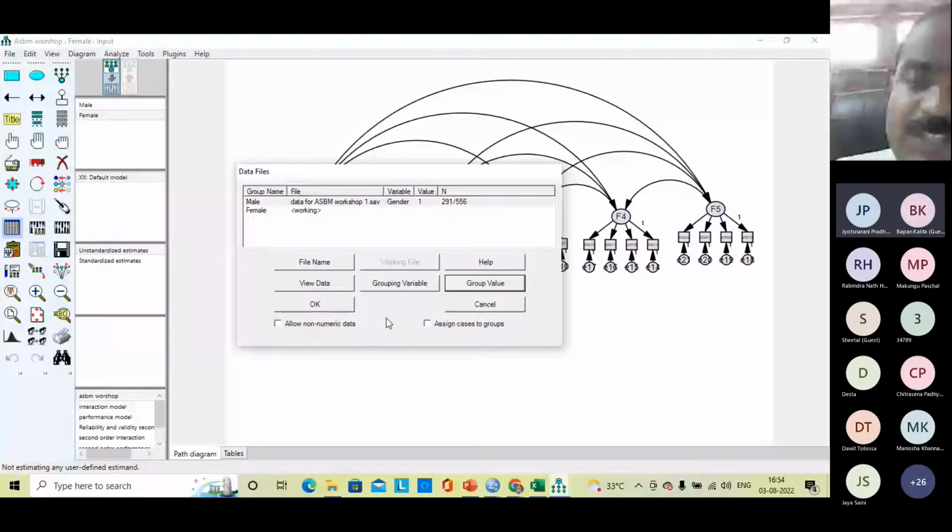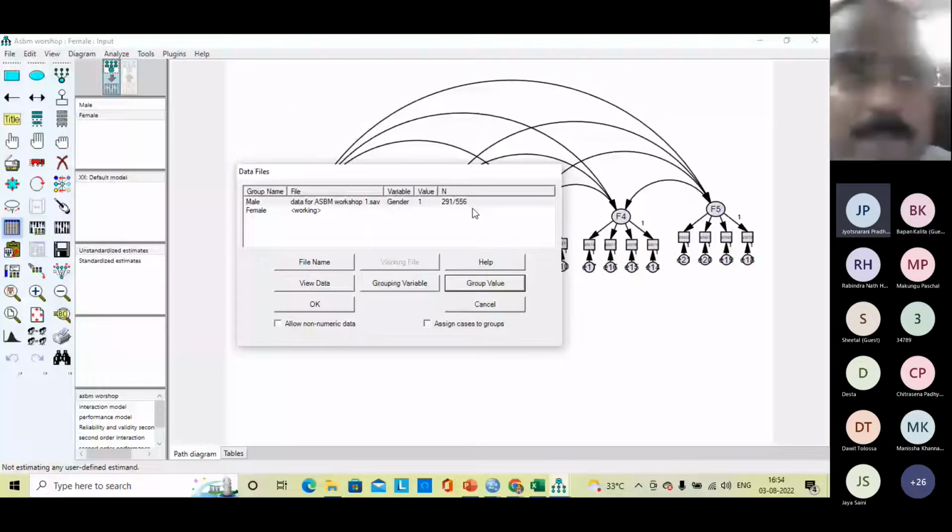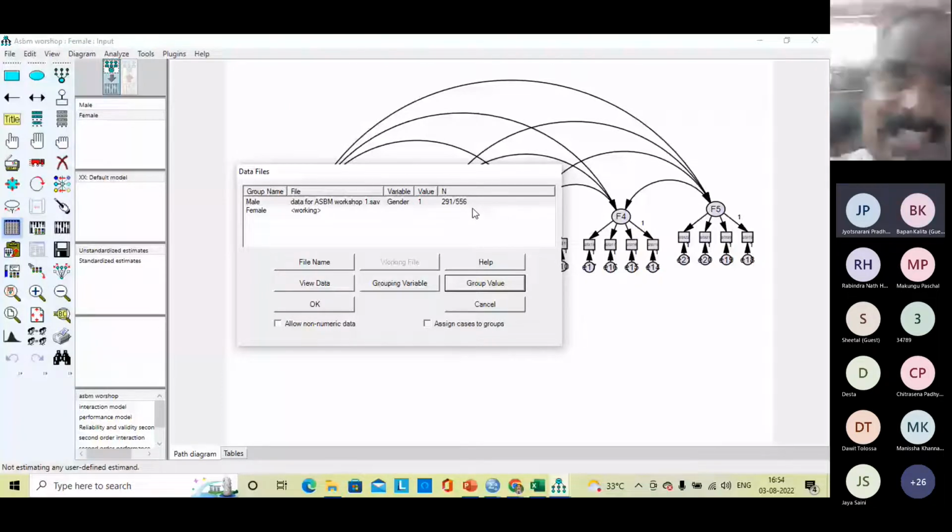All this information has been given to AMOS. Here you can easily see that males are 291 out of 556. My sample size is 556. Out of that, AMOS has given me the initial information that 291 are male.